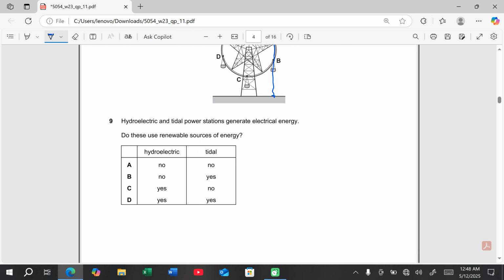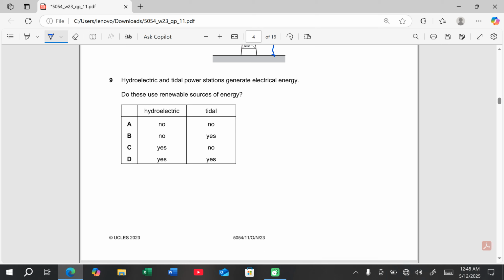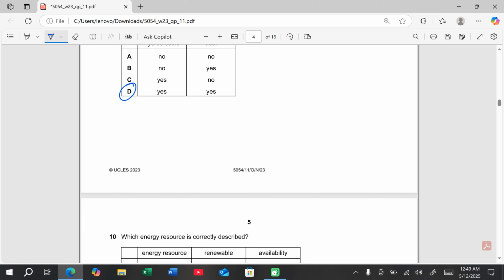Now let's move on to question 9. It says hydroelectric and tidal power stations generate electricity. Do these use renewable sources of energy? Hydroelectric, you know, it is water. Water is a renewable source. Tidal is also a renewable source, so they both are renewable sources.